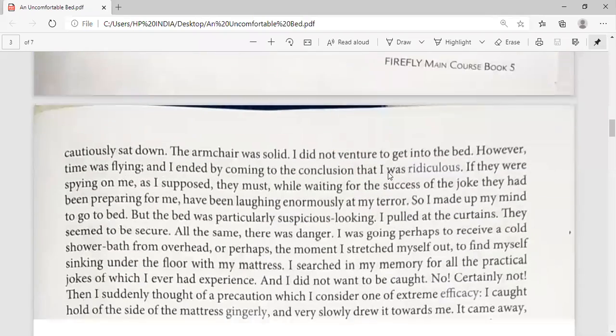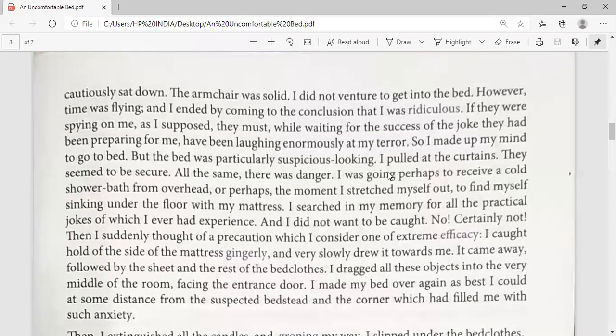Then I cautiously sat down. The armchair was solid. I did not venture to get into the bed. However, time was flying, and I ended by coming to the conclusion that I was ridiculous. Ridiculous. If they were spying on me, as I supposed they must, while waiting for the success of the joke they had been preparing for me, they must have been laughing enormously at my terror. Enormously. Yes. Enormously at my terror.